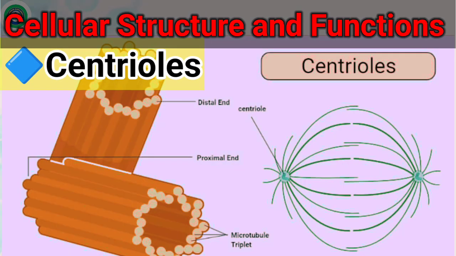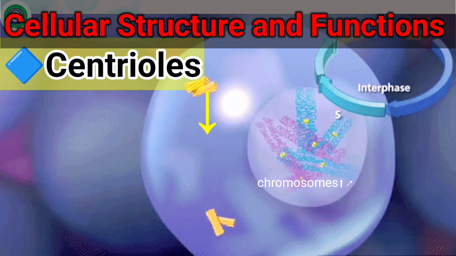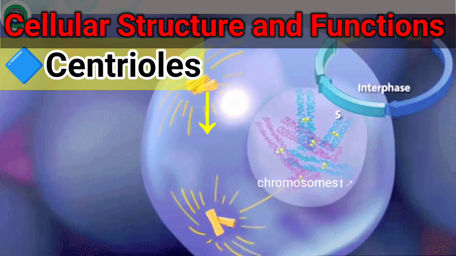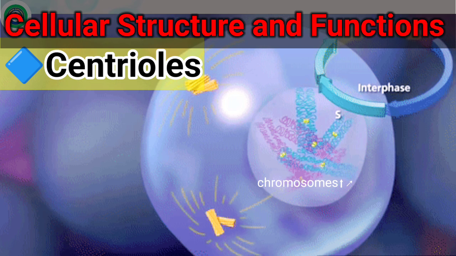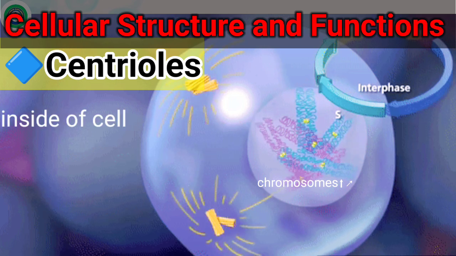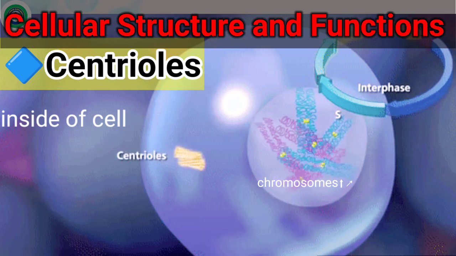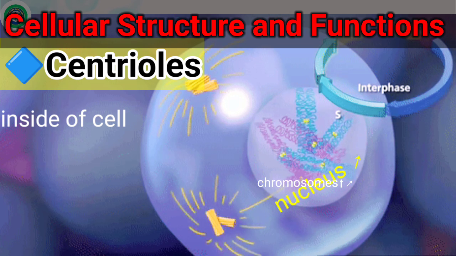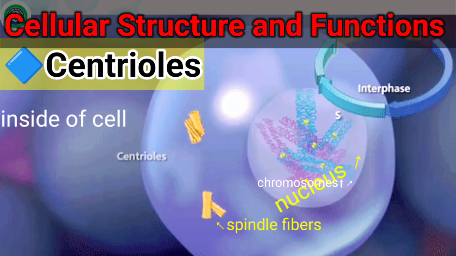Centrioles. Animals and many unicellular organisms have hollow cylindrical organelles known as centrioles. Each centriole is made up of 9 triplets of microtubules made up of tubulin protein. Animal cells have 2 centrioles located near the exterior surface of the nucleus. The 2 centrioles are collectively called centrosomes. Their function is to help in the formation of spindle fibers during cell division.